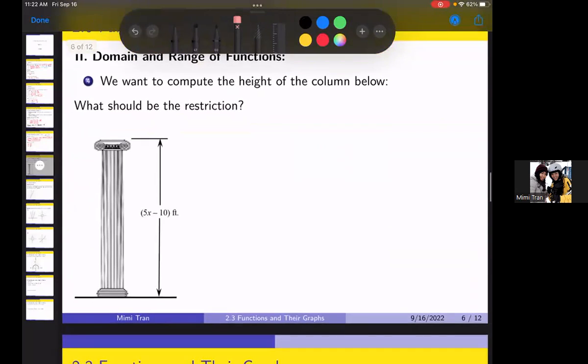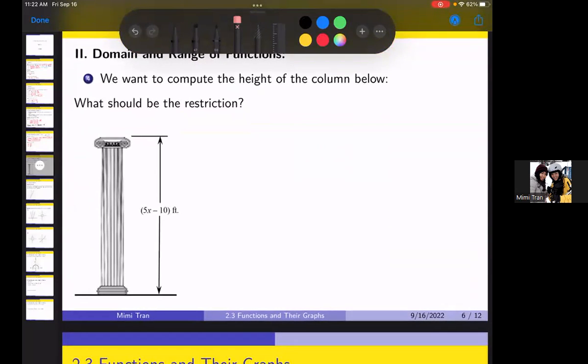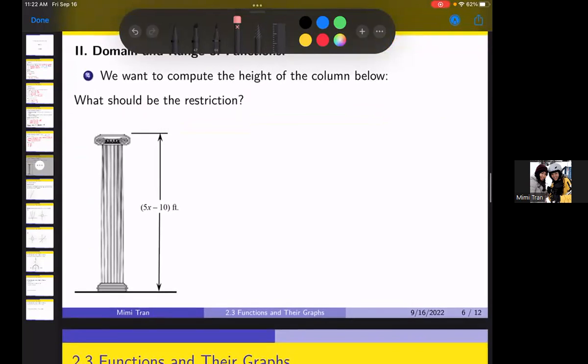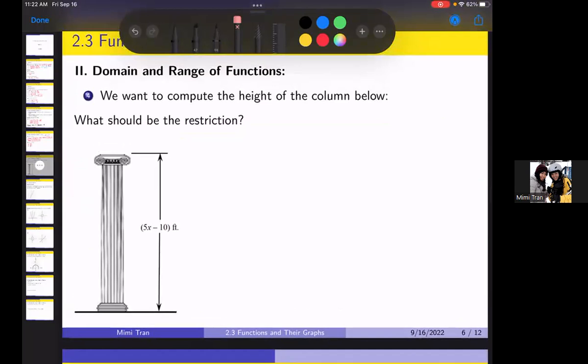All right, so here is an application. So this is the application class. So I try to put as many applications in the lecture as possible. So here is one of the applications. It's more like critical thinking. I wanted to compute the height of the column below. What should be the restriction? So the application of a domain is that when we talk about length, it has to be at least 0, right?